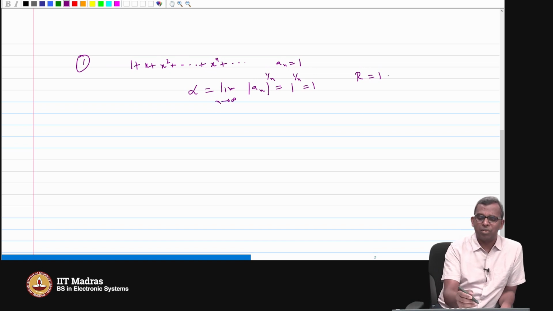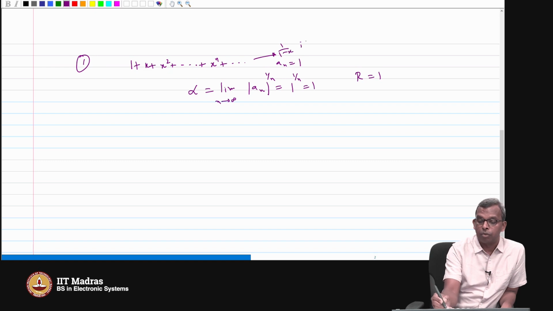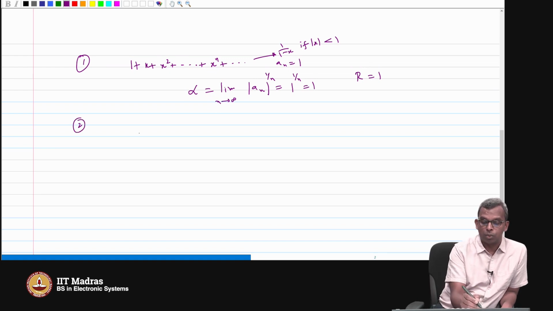Not surprising, we know that this is equal to 1 by 1 minus x. In fact, we know that this converges to 1 by 1 minus x if mod x is less than 1, right? So all of this we know, but anyway this test also tells you what it is.